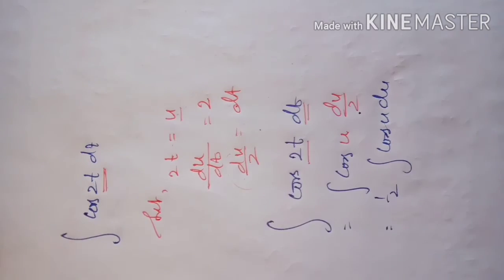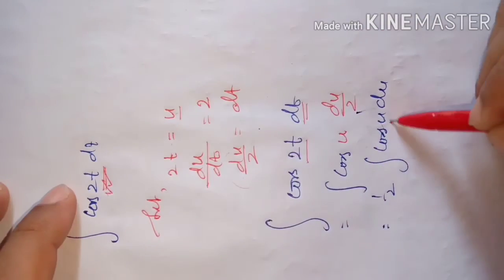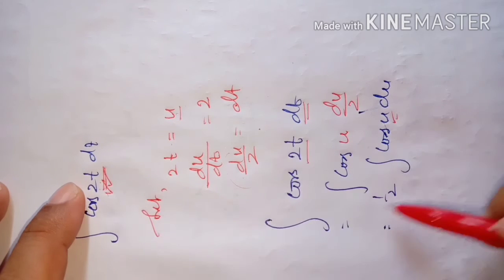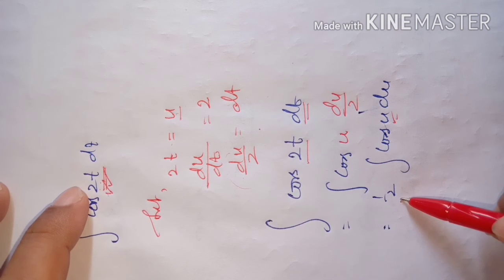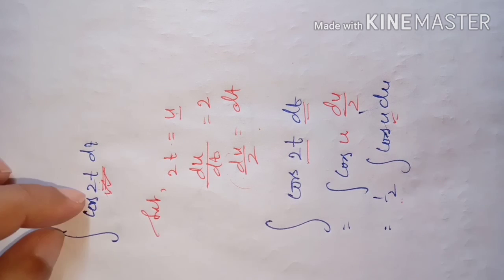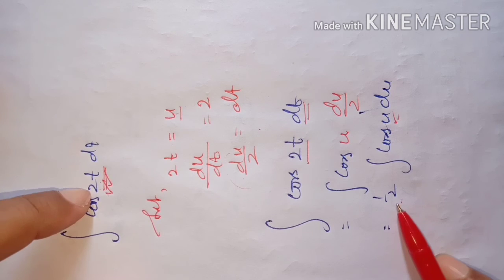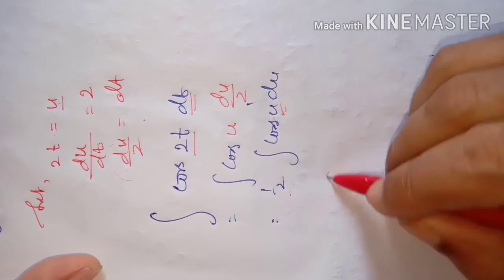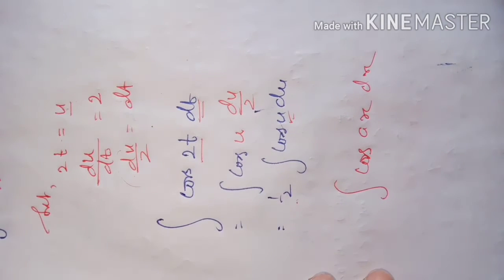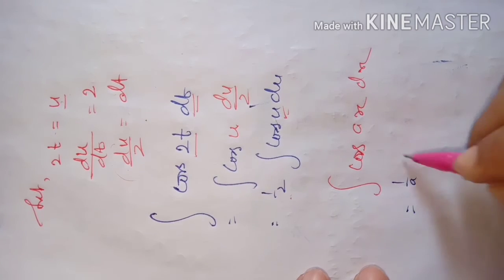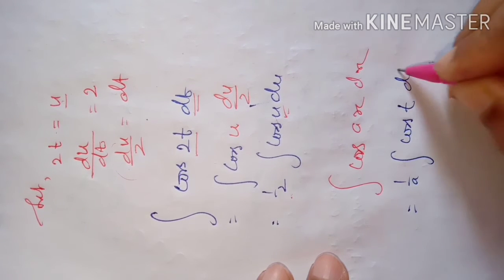So dear students, you see what actually happens when you change the variable into a new variable: the coefficient of the variable will appear as a reciprocal coefficient for the whole integral. You see 2, its reciprocal is what? 1 by 2. Then if it is 3, it will come here as 1 by 3. Remember this. Suppose I have integration of cos ax dx, then immediately I can write with a new variable like this: 1 by a integration of cos t dt.